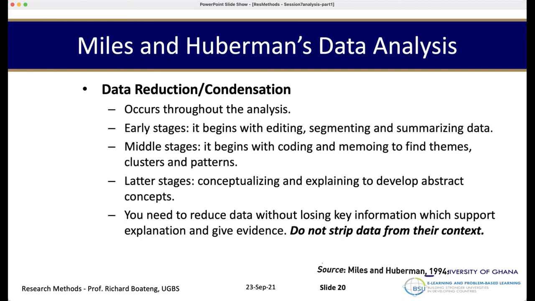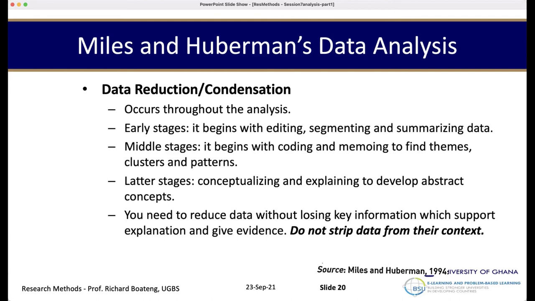So it begins by segmenting and editing and segmenting and summarizing the data. And then you go on to do coding. Coding means that you apply labels to it, and then you do memoing. You find clusters or links or patterns between two or more codes that you need to memo. Then at the end of the day, you conceptualize to prove the point of what is really happening here. Based on the different codes, you'll be able to categorize and then be able to memo.